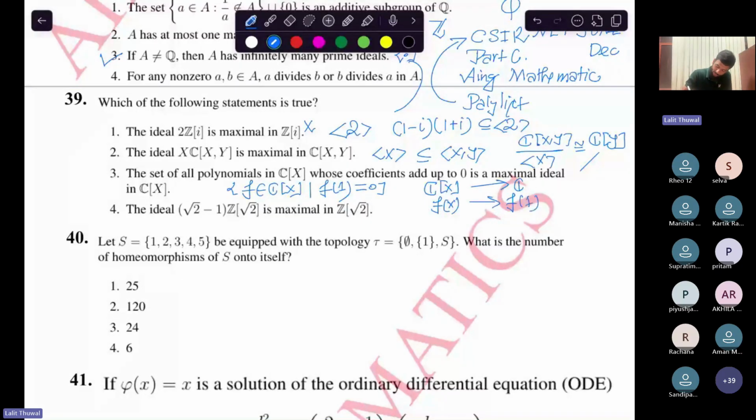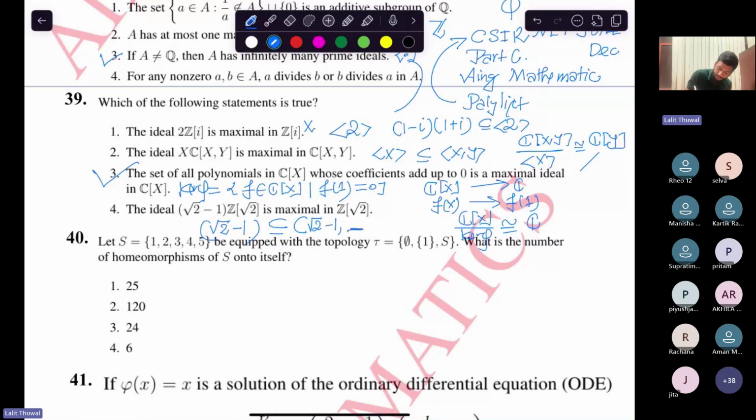The evaluation map sends any polynomial f(x) to f(1). Let's call this map phi, and this is the kernel. By the first isomorphism theorem, since it is easy to check that this map is onto, the quotient is isomorphic to C. It means quotienting by the kernel of phi gives a field, so the ideal must be maximal. So it is true. And the fourth one is wrong also. Let me leave it for you: can you find a proper ideal which contains it?